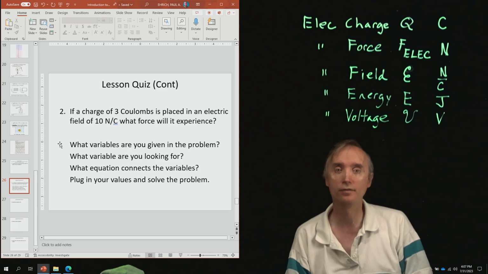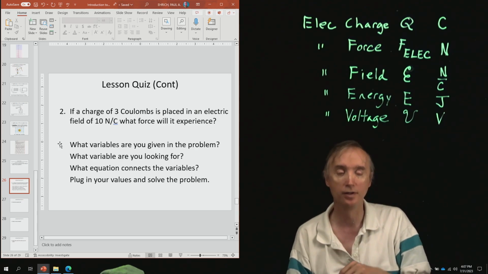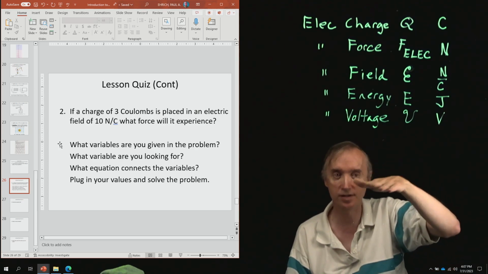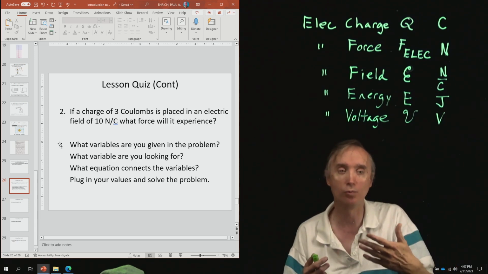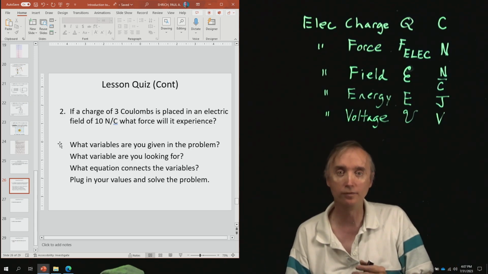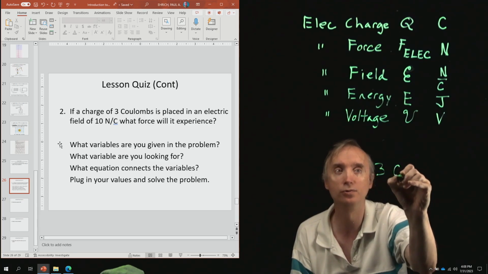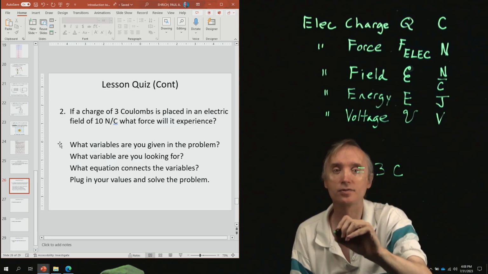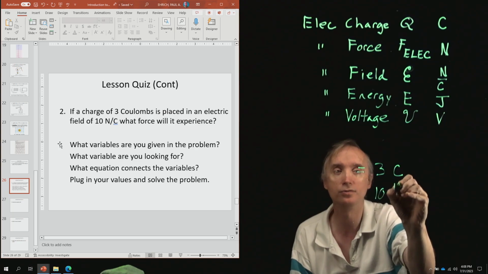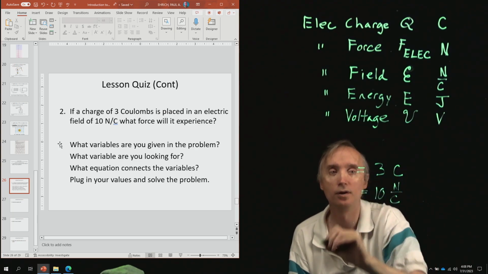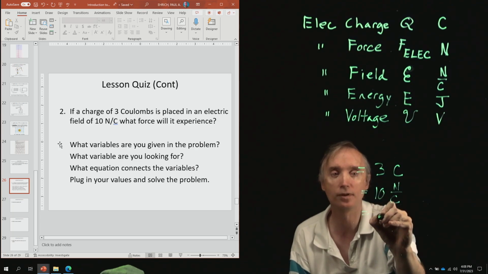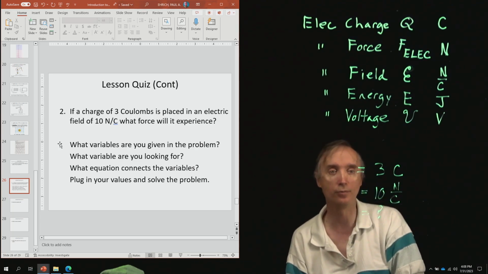If a charge of 3 coulombs is placed in an electrical field of 10 newtons per coulomb, what force will it experience? Okay, so I'm setting it up for you here so that you do it step by step and always have a way of doing these word problems. What variables are you given in the problem? We're given 3 coulombs, and we're also given 10 newtons per coulomb. And then we're looking for something, so just put a question mark for that one.